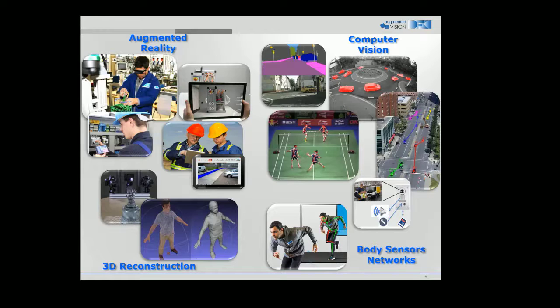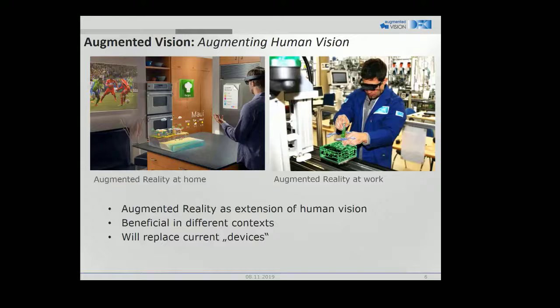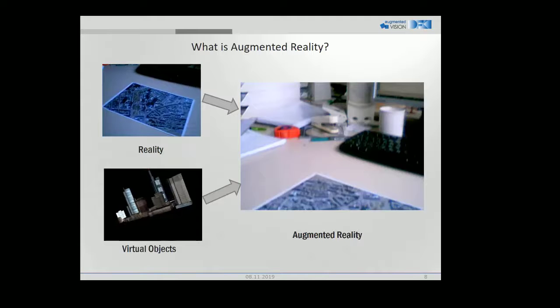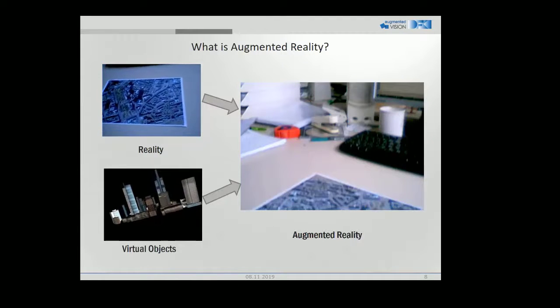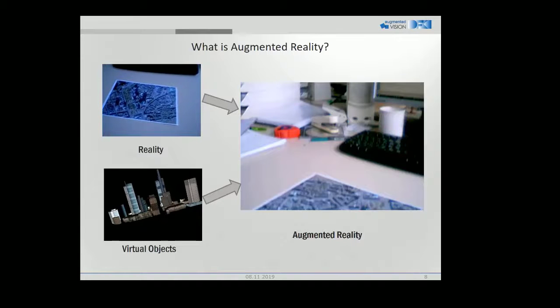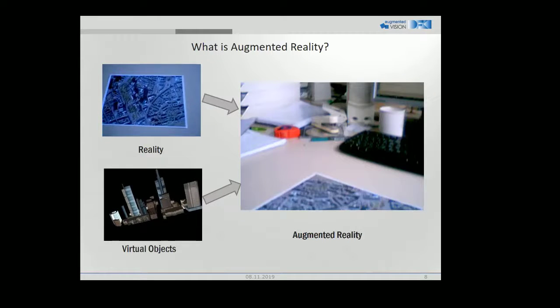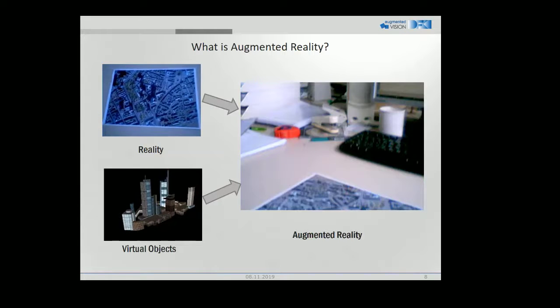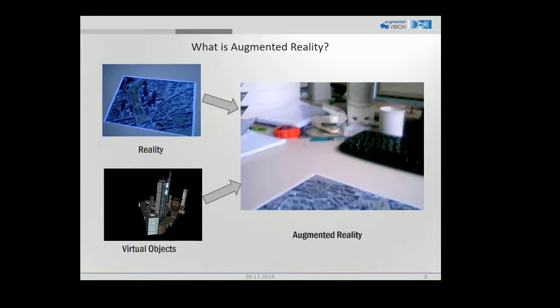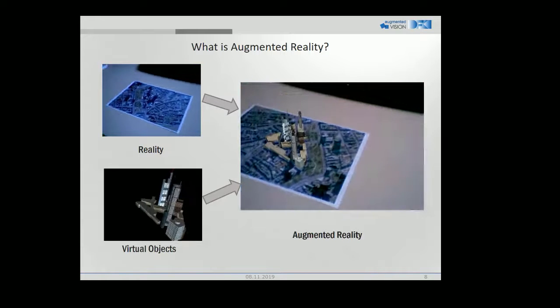But what is augmented reality? Augmented reality is about adding more information to the human eye. In other words, extending our vision. How can we see more with our own eyes? We can see in this scene that we have a poster, a map of a city, and we have the map or the file of a building. When we combine these two together, we can see augmented reality.